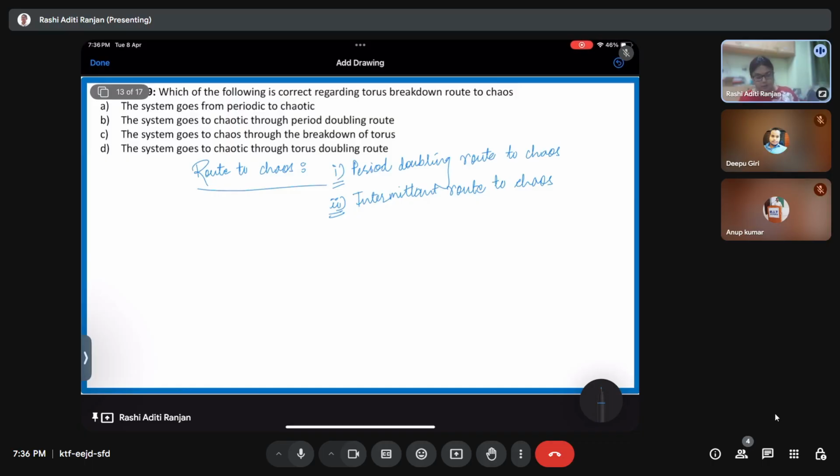Then we talked about the quasi-periodic route to chaos. So what was happening in this case? We had a periodic response. As soon as the parameter changed, we had a quasi-periodic response.